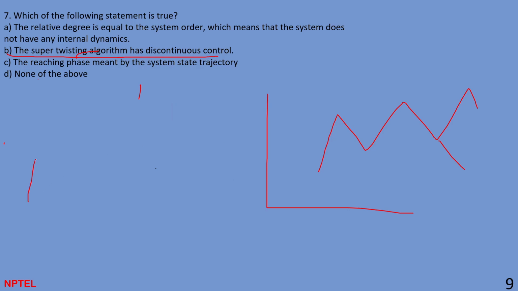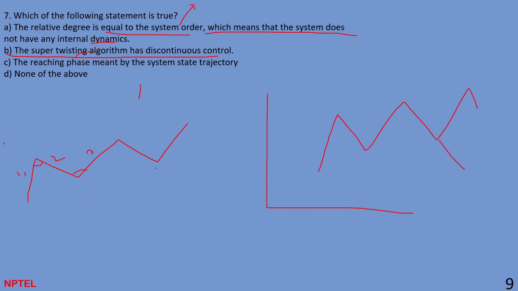Let's say if you have something like n links, so this is n link, link one. The relative degree is equal to the system order. So the relative degree is basically how much relative change you have. Relative degree equal to system order is basically the degree of freedom, which means that the system does not have any internal dynamics.